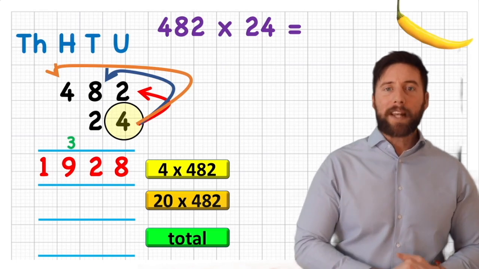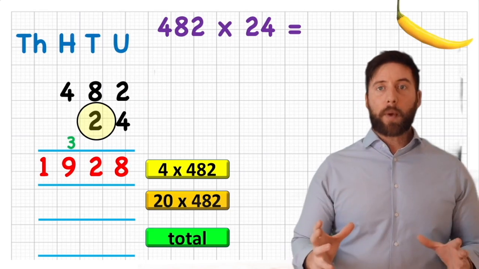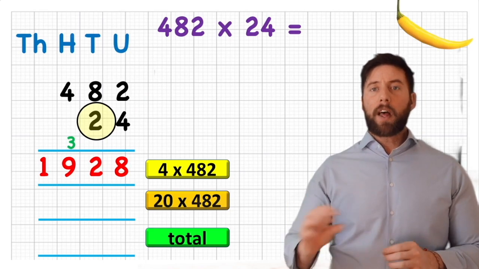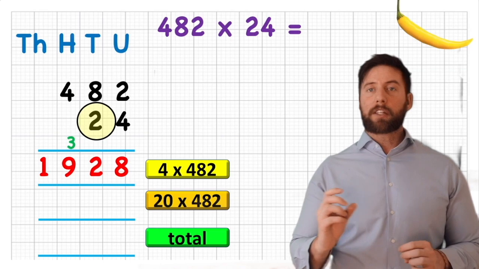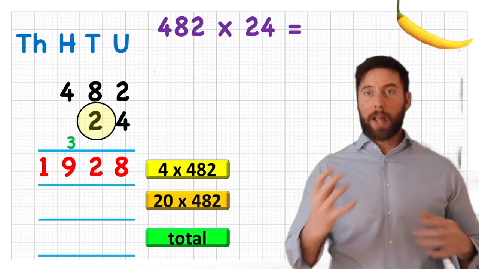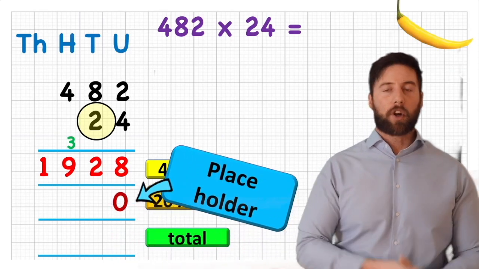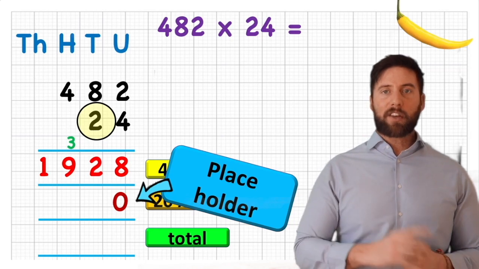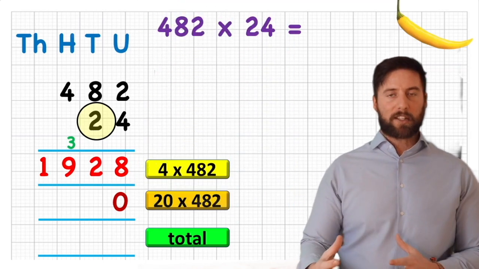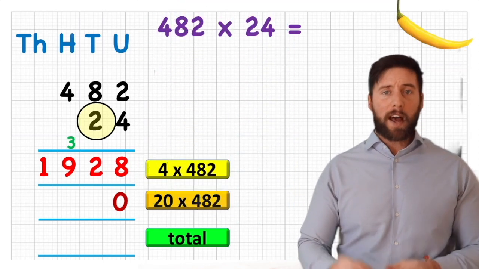Now my next question is 20 times 482. So we don't like 20, so let's make it 10 times smaller and put it as a 2. But that means we need to make our answer 10 times larger so we actually get the correct answer. So I'm going to put my placeholder in place. Okay, great. Now it's just going to be 2 times 482. So 2 times 2 is 4, add that in.